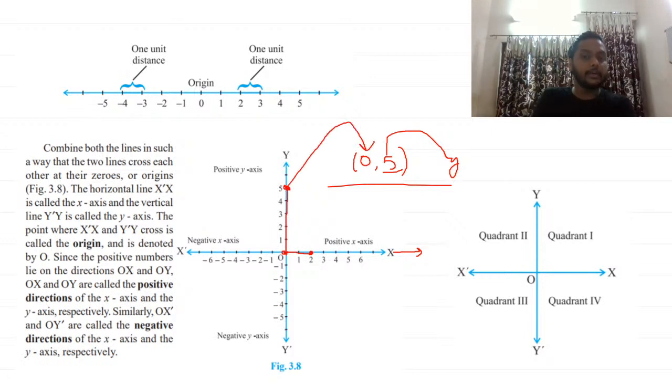Just like your point 2,0 is not in any quadrant but on the x-axis, in the same way the point 0,5 is also not in any quadrant. It is also on the y-axis.